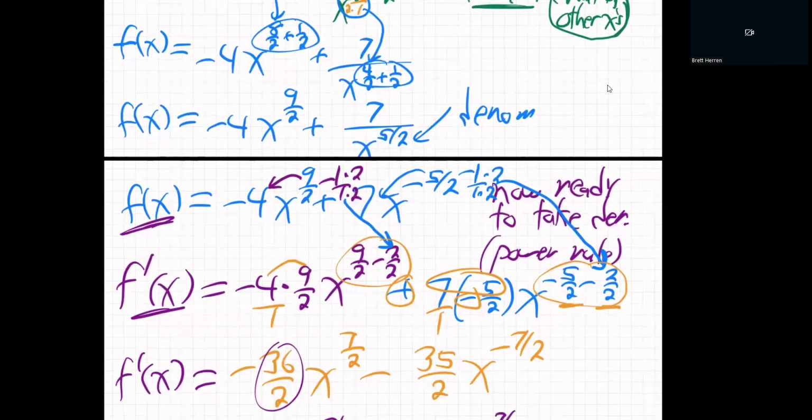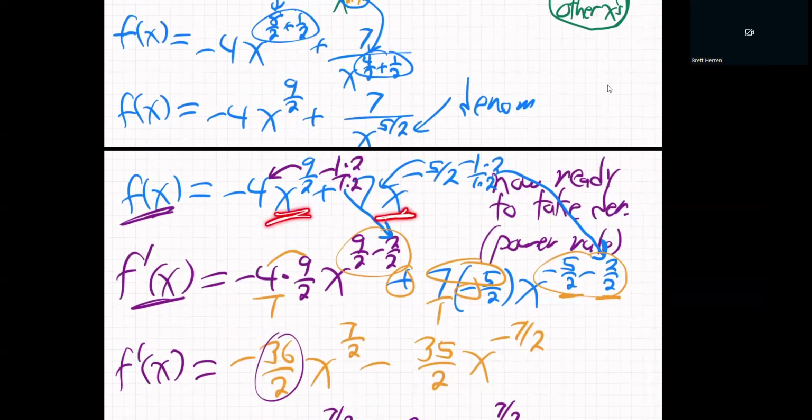Now we're ready to take the derivative because we have the x's in the top only, no roots, no x's multiplied by each other. They're just added. That's fine. Now do the power rule, which was what? Power comes down to the front and multiplies, and then you subtract 1. But how do you take 9 halves and subtract 1? You got to make it 1 over 1, multiply top and bottom by 2. It's 2 over 2. That's a fancy 1. You can subtract: 9 halves minus 2 halves is 7 halves.